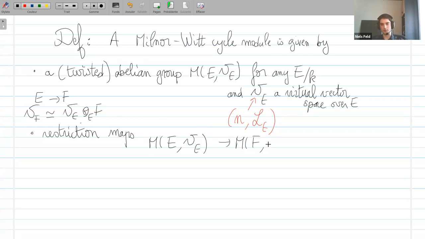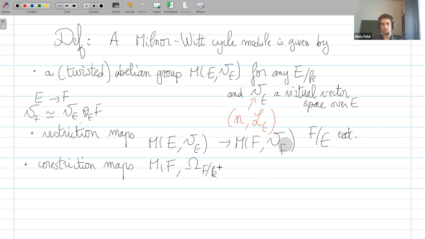So we need a functor. This is functorial for restriction. This is nice. There is not much to say about this map. But the co-restriction maps are maybe better. So this is for any field extension, a virtual vector space over F. And if you consider a finite field extension, then you need to twist in some way the functor if you want to have a nice functorial map.